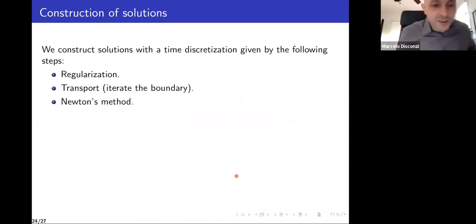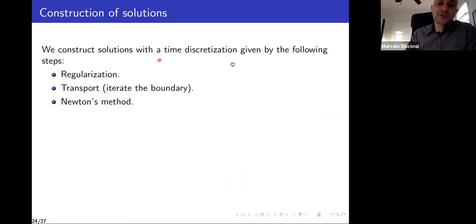Okay, so all that I just told you is about estimates. So now how do we actually go from estimates to constructing solutions? For that, we're going to use a time discretization, and this is going to be done in steps. We're going to have a regularization involved. This regularization is quite technical, but it's not surprising that you have to use a regularization. This is something that appears when we prove this kind of existence theorems for PDEs.